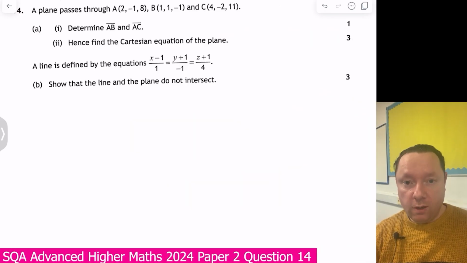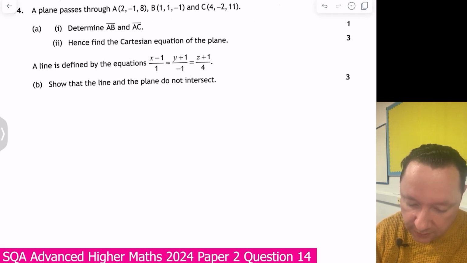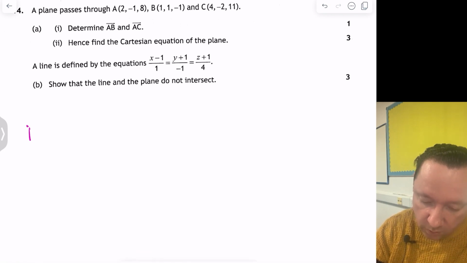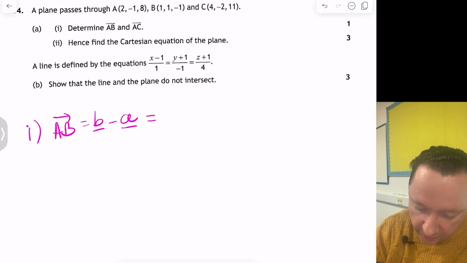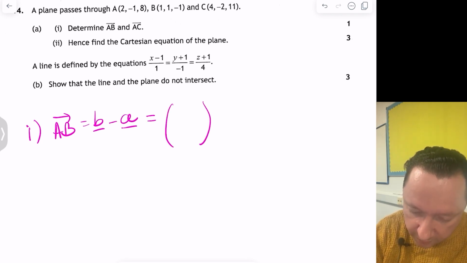Advanced Higher Maths 2024 Paper 2, Question 14. A plane passes through A, B and C. Determine AB and AC. I'm reasoning you through this one. AB is like Higher Maths, B minus A. I'm not going to show the working for this, guys. 1 minus 2 is minus 1. 1 minus minus 1 is 2. Minus 1 minus 8 is minus 9.